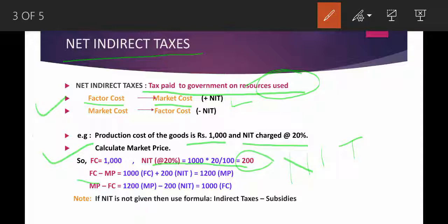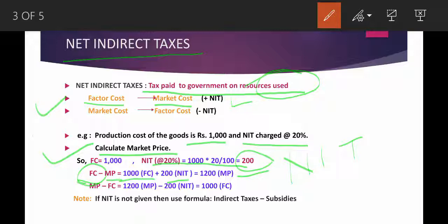This is factor cost and this is MP. MP is your market price. MP and MC are both the same, whether you call it market price or market cost. So you have to calculate this MP. Factor cost is 1000, written here. Then you have to add NIT with 1000. You got 1200 rupees. That is your MP or market cost.